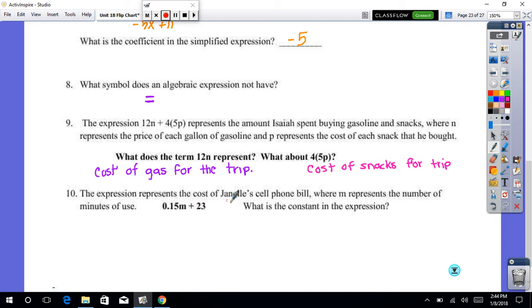Okay, this expression represents the cost of Janelle's cell phone bill, where M is the number of minutes used. Okay, what is the constant in this expression? Well, the constant is 23. Okay, but let's think logically about what it is. If it is 15 cents per minute, 23 could possibly represent a service fee, maybe.